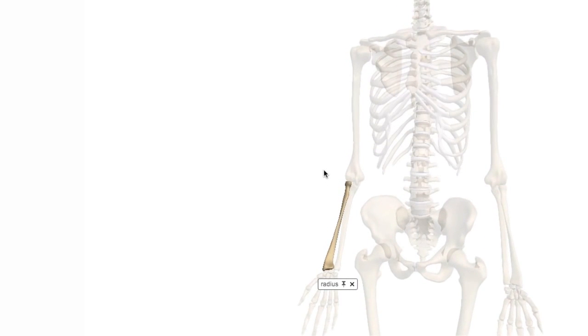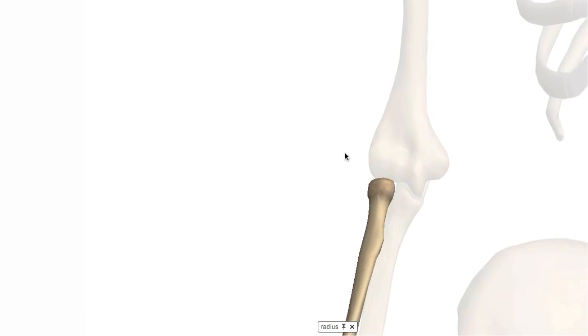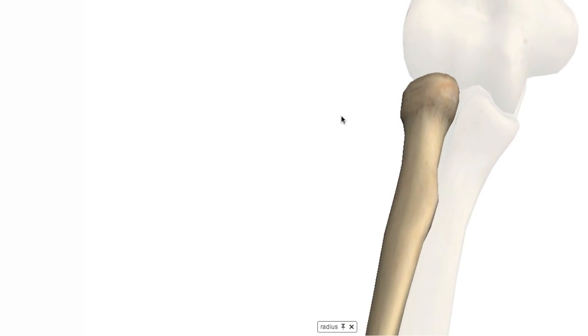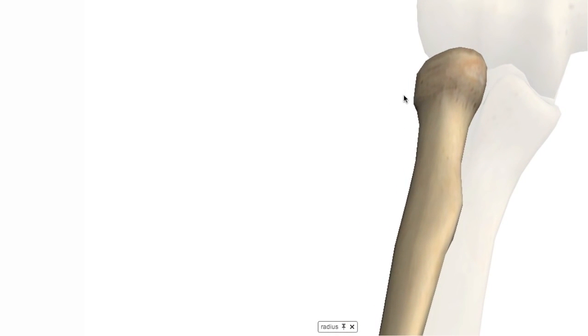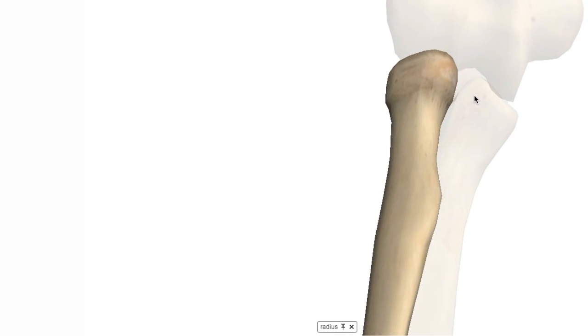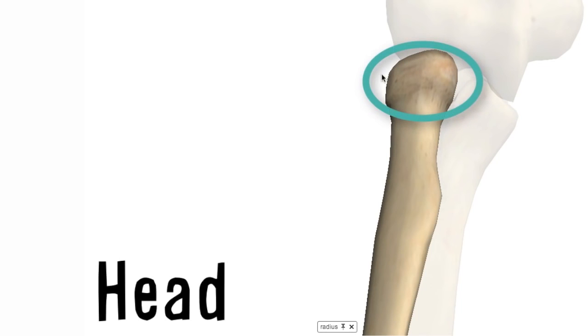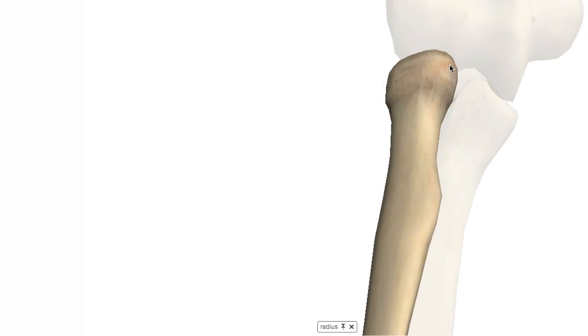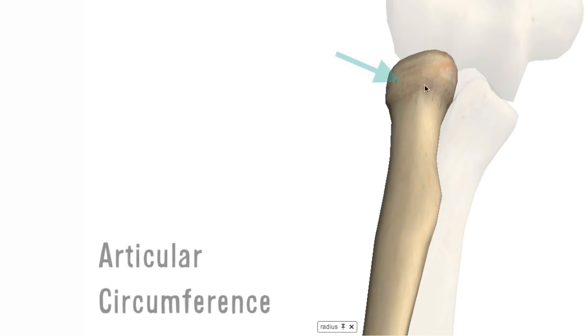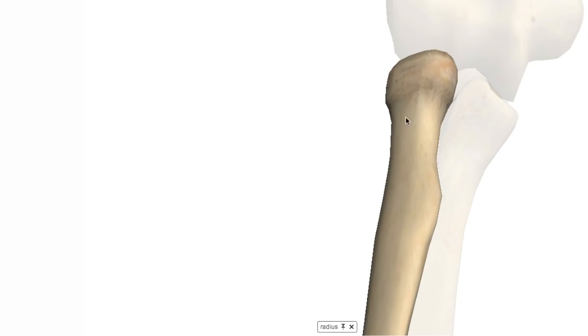Now let's talk about the proximal extremity, which I'm zooming in right now. And here you can see a few structures. The first one is the head. So this is the head of the radius. Then you will find an articular facet which continues into the articular circumference.